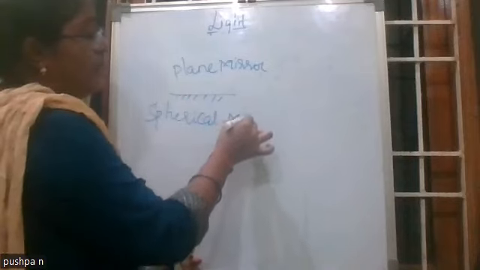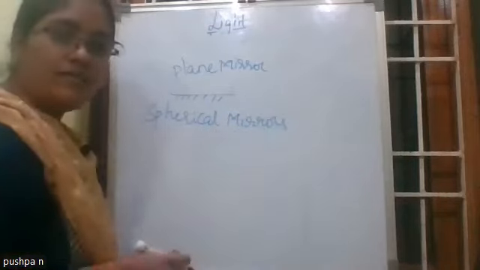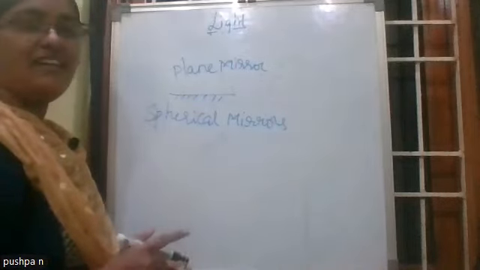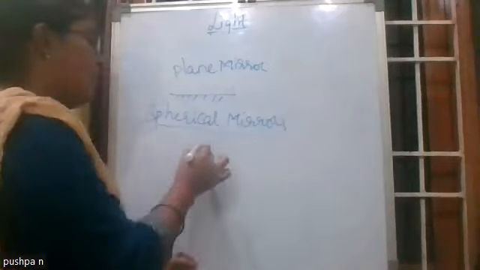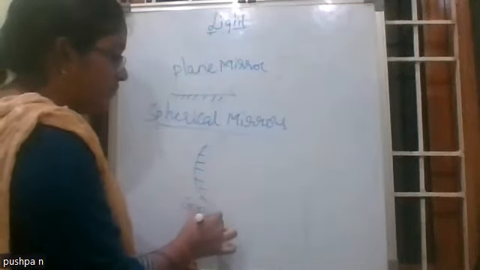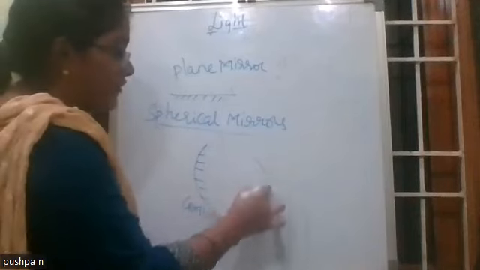What are spherical mirrors? They are curved in nature. We have two types of spherical mirrors. One is convex. The other is concave.